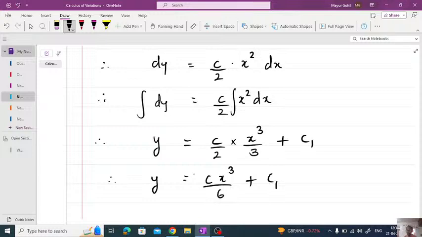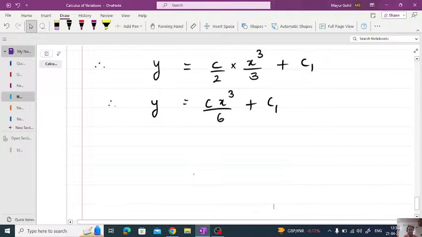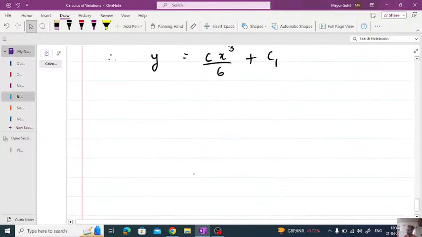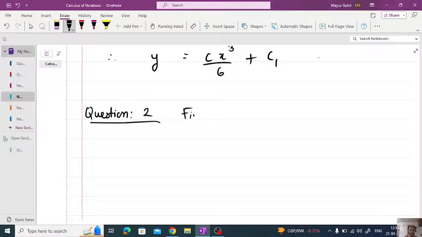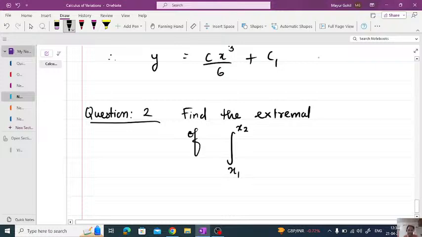Now let us take up another kind of question in which we get to see a different variety of function and everything else. So let us see how to handle this kind of question. We'll write this question here. Find the extremal of integral x1 up to x2, right?